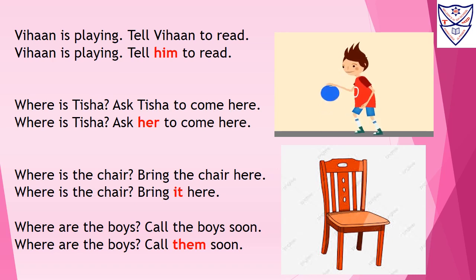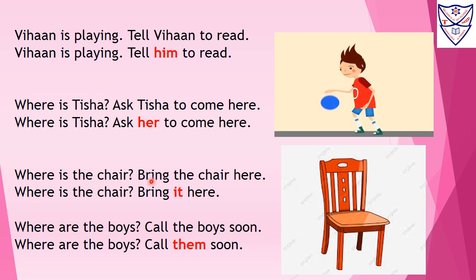Vihan is playing. Tell Vihan to read. Vihan is playing. Tell him to read. So here him is used in place of Vihan. Where is Tisha? Ask Tisha to come here. Where is Tisha? Ask her to come here. So her we have used in place of Tisha.